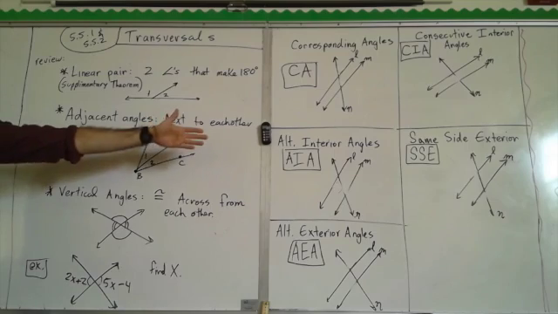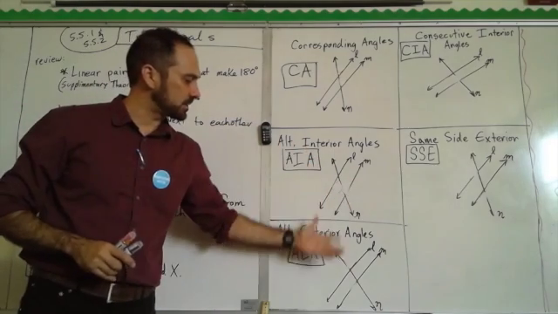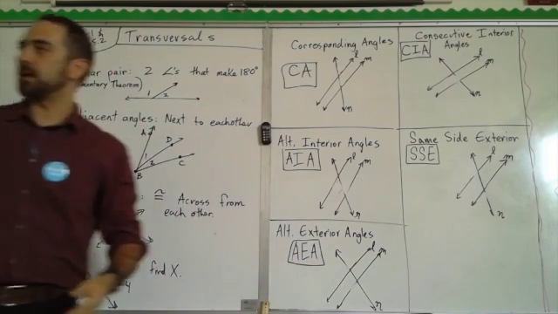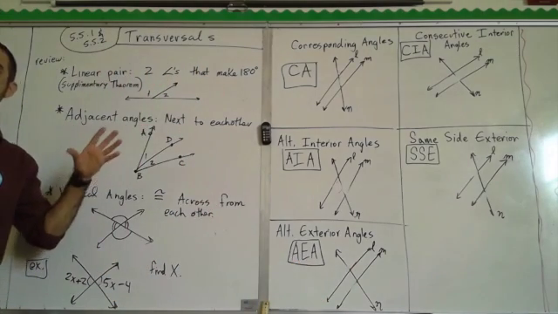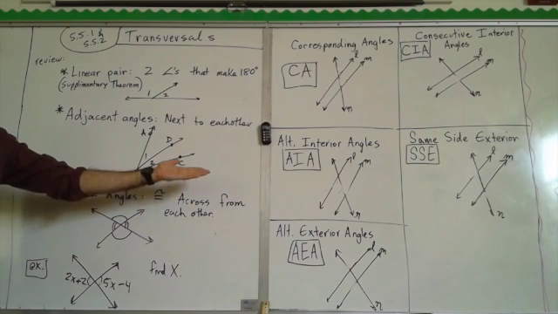Looking at this, we have a few details to get to. First, what we're going to look at is a linear pair. A linear pair up top.